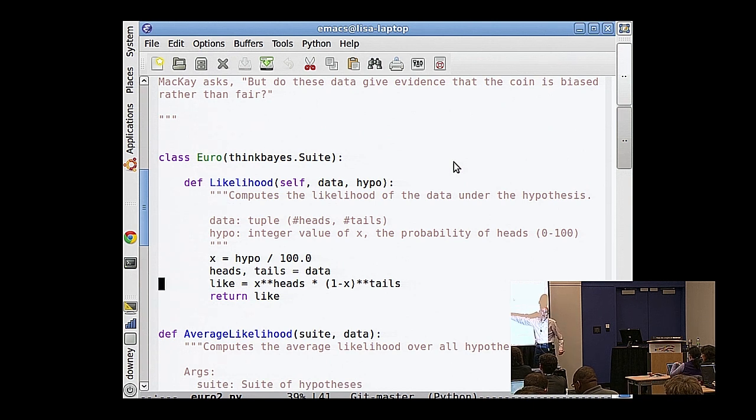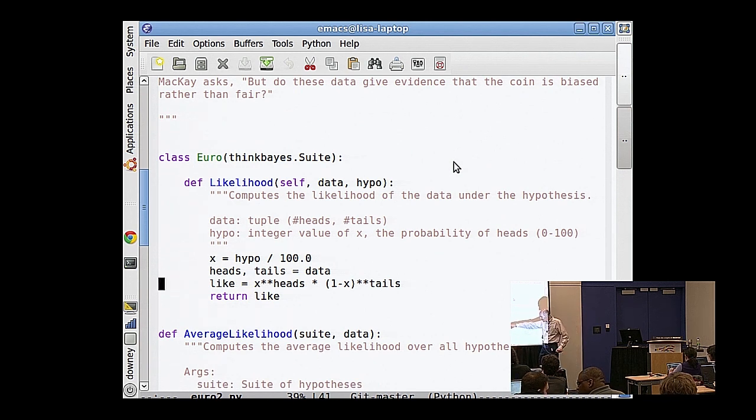So this is the new likelihood function. I've changed the representation of the data. It used to be a string that was either heads or tails. Now it's a tuple that contains the number of heads and the number of tails. I did that partly for efficiency and also just to show off a different way to do this problem. Instead of doing an update every time you see a coin flip, you can do one update with the total outcome, the 250, the 140 and the 110.